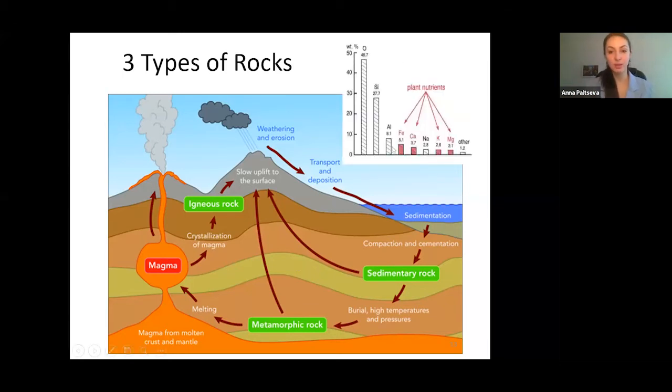If you look at this graph, we'll see the abundance of elements in the earth crust. So oxygen is the most abundant element, followed by silicon, aluminum, iron, calcium, sodium, potassium, magnesium. Among these common elements found in Earth crust, we see that iron, calcium, potassium, and magnesium are plant nutrients. So plants require them for their growth.